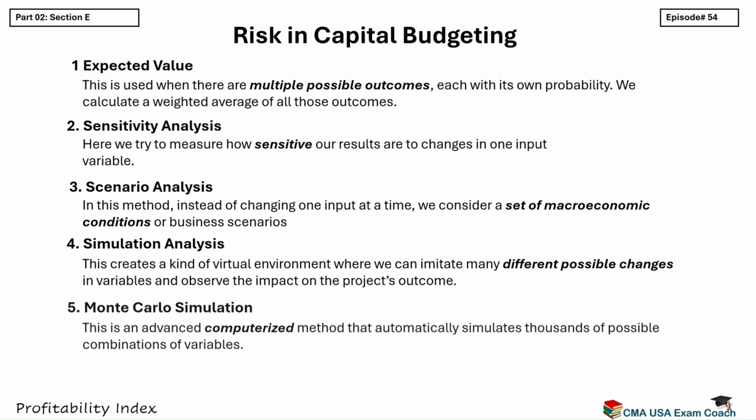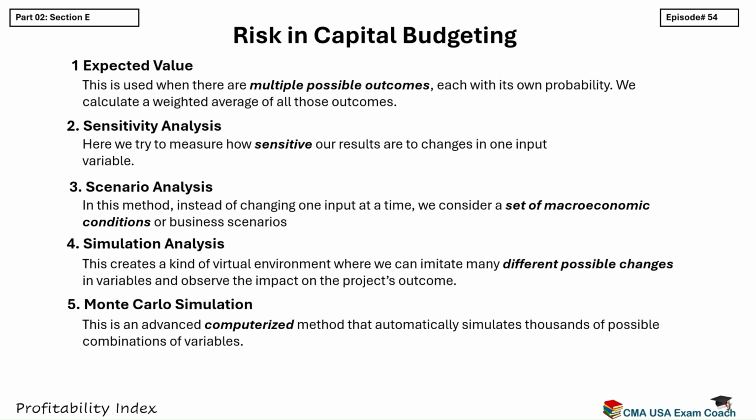Finally, we have the Monte Carlo simulation. This is an advanced computerized method that automatically simulates thousands of possible combinations of variables. For example, it can simulate different sales prices, costs, and demand levels, and then generate a probability distribution of the project's NPV. This helps managers see not just one outcome, but the entire range of risks and the likelihood of each outcome. So, in summary, risk in capital budgeting comes from uncertainty in future cash flows, and these statistical tools help us to reduce that uncertainty and make better informed decisions.